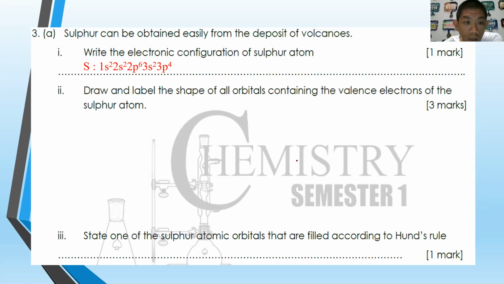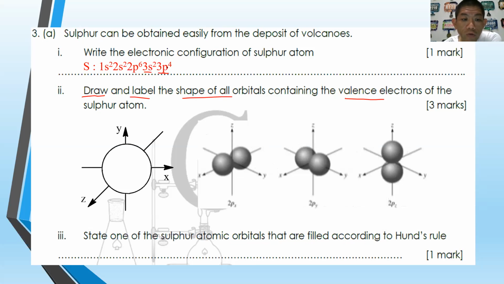Then number 2: you must draw and label the shape of all orbitals containing valence electrons. The valence electrons are inside the orbitals of 3s and 3p, so that means you have to draw and label all shapes. Whenever you are drawing this, you have to draw in three dimensions. So when you are drawing in three dimensions, you must be able to draw the axes also. So you have axes X, Y, and Z. So this will be how you draw.